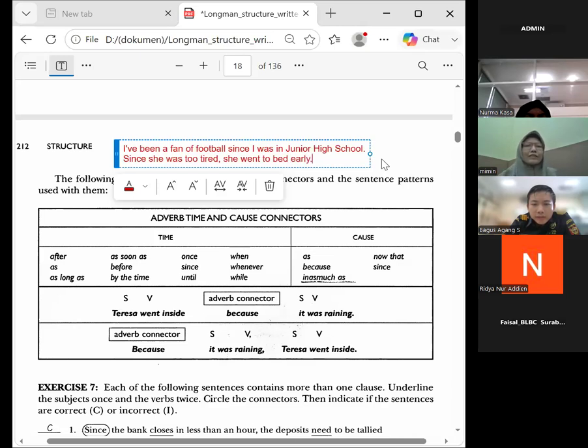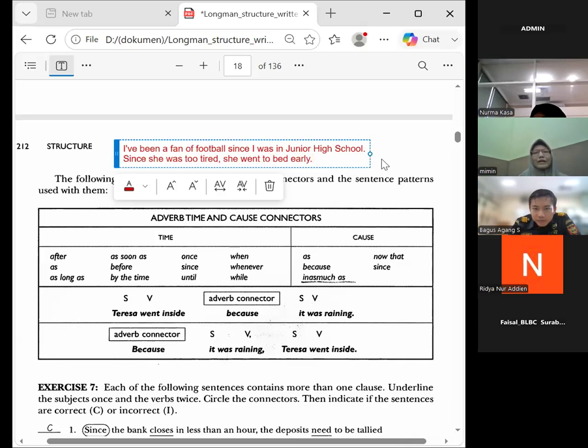Okay, so this second example is cause. Since she was too tired, she went to bed early. And I use a comma because I put "since" at the beginning of the sentence. You can say, because she was too tired, she went to bed early. But the first is, I've been a fan of football since I was in junior high school.